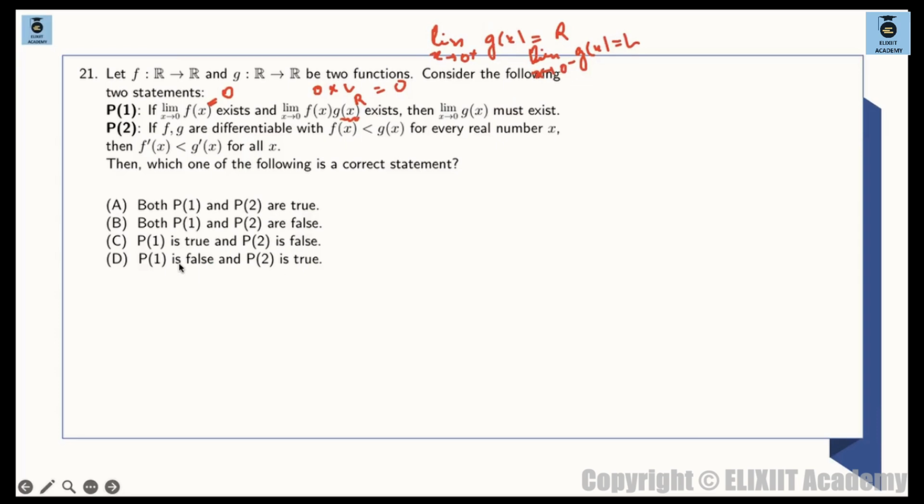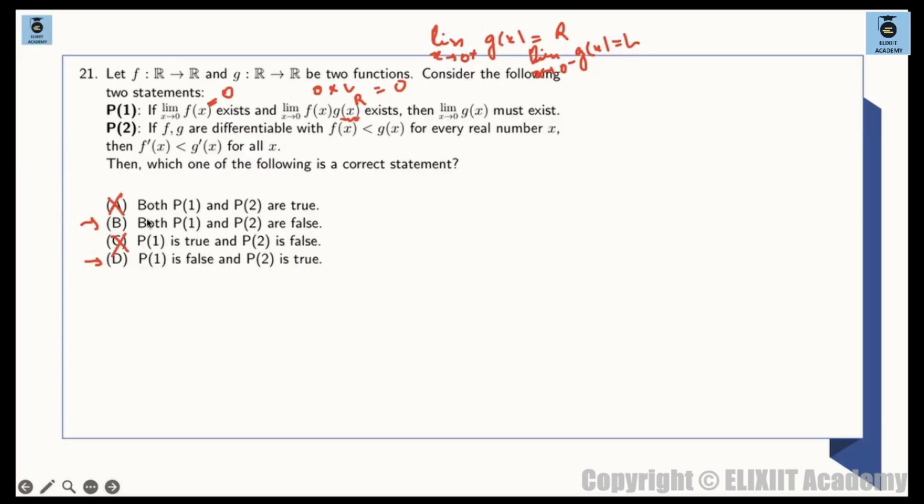Now see, wherever P1 is true, remove that. Both P1 and P2 are true, not; P1 is false. This P1 false is visible in option D, so D can be one possibility and B can be one possibility. C is also wrong, P1 cannot be true, P1 is not true. Okay, now see, statement 2 only needs to be checked, so it will be in B and D. So for P2, it says if f and g are differentiable with f(x) less than g(x) for every real number x, then f dash of x is always less than g dash of x. So this we can take the help of a counter example.